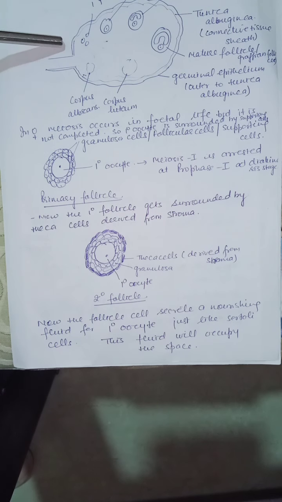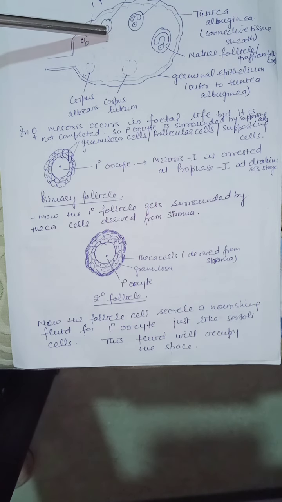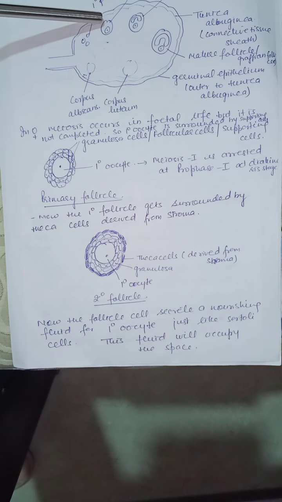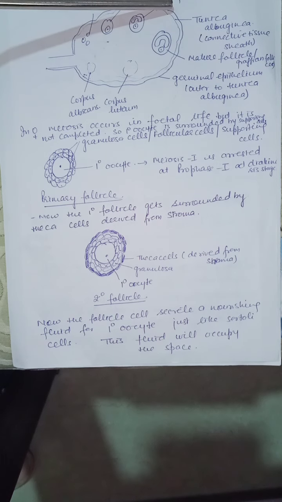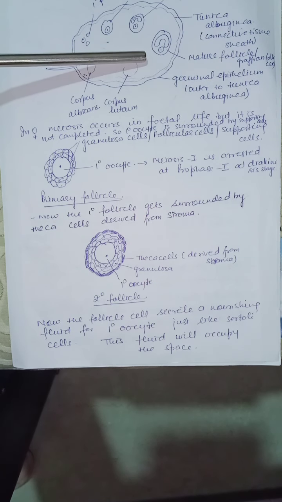So, this is primary follicle. Primary follicle is surrounded by only granulosa cells. When theca cells also surround it, then it becomes secondary follicle. When a fluid-filled cavity comes, then it becomes tertiary follicle. Mature follicle has theca externa, theca interna, zona pellucida and secondary oocyte.